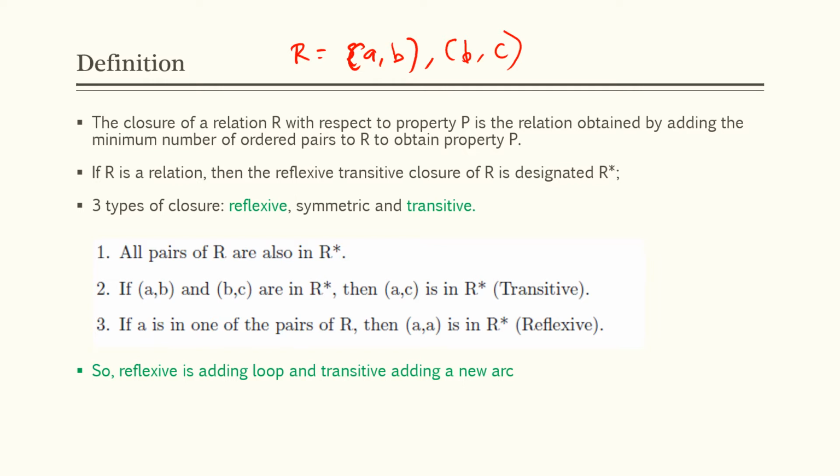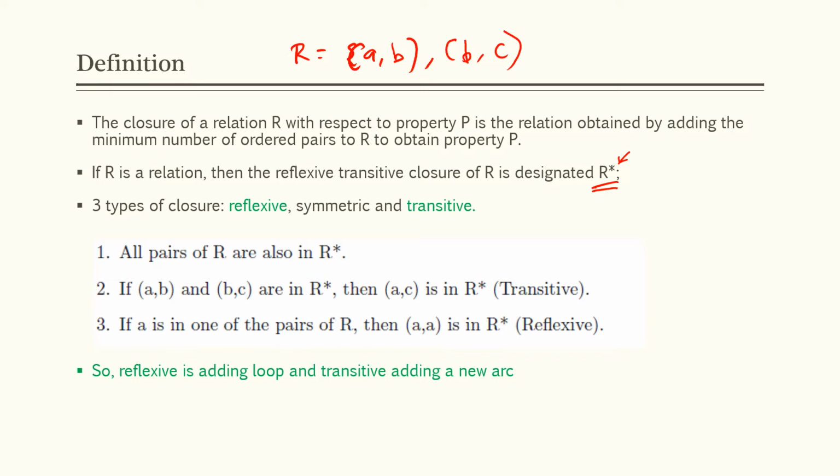So if R is a relation, then reflexive transitive closure of R is designated by R star. So this R star indicate closure for relation R. We represent it using a star. Star represent closure for relations R. There are three types of properties, and of course there will be three types of closure as well. So we have reflexive, symmetric, and transitive. But for this lecture, we will look into reflexive and transitive closure.